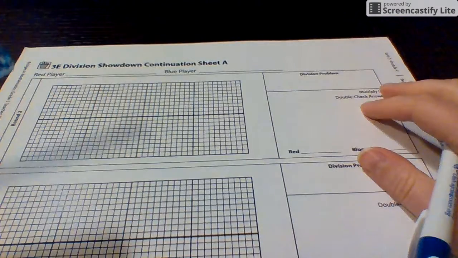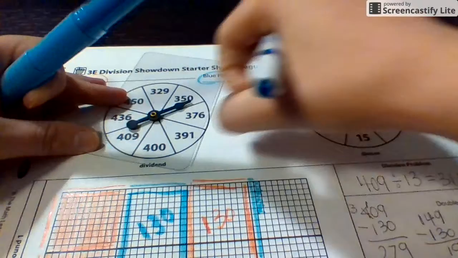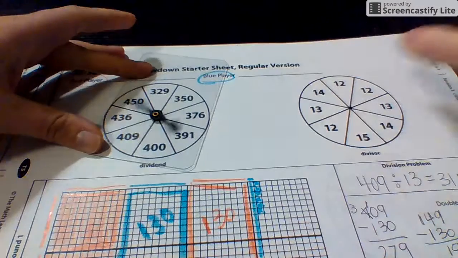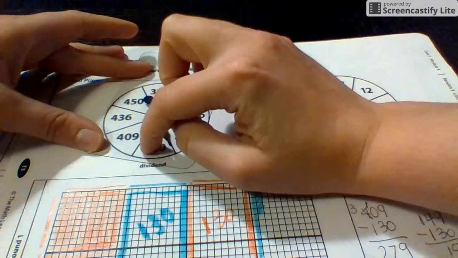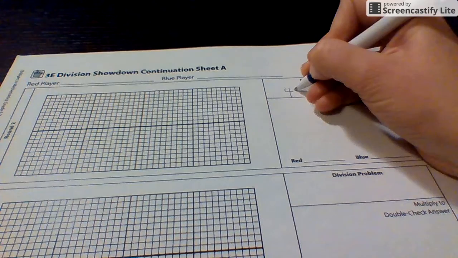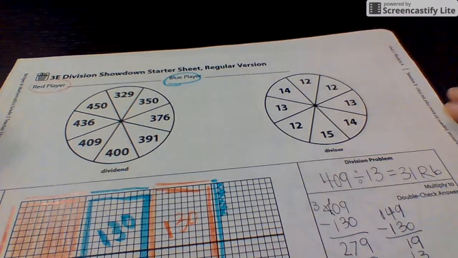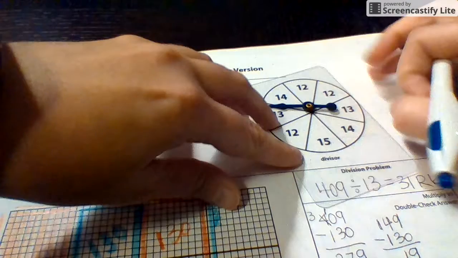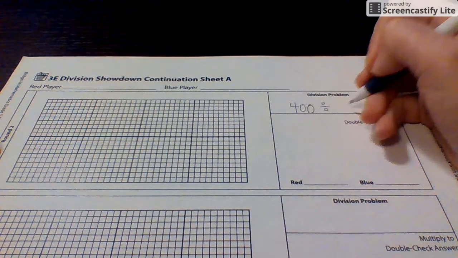Highest points wins. Okay, so I'm going to take my continuation sheet A, but I'm going to need to use my spinner to go first. So I'm going to start with my spinner. Oh, let's see if I can get a good spin here. Oh, 409 again. I'm going to do one more practice one. We're going to say that landed on the 400 mark. That was close. 400, here we go. So I'm going to have 400 divided by, let's double check, use our spinner for the divisor. 15. So 400 divided by 15.